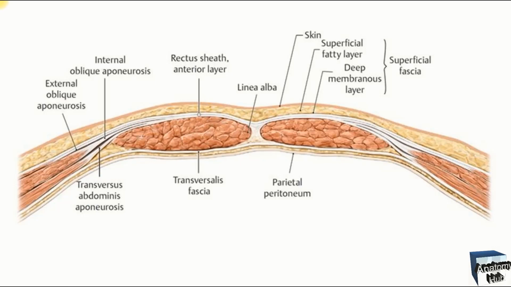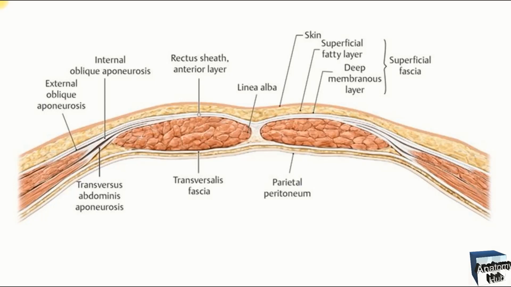So the muscles form most of the posterior abdominal wall: the psoas major, psoas minor, and the quadratus lumborum, and iliacus. These psoas major and iliacus muscles unite to form the iliopsoas muscle, which passes into the thigh and acts on the hip joint.